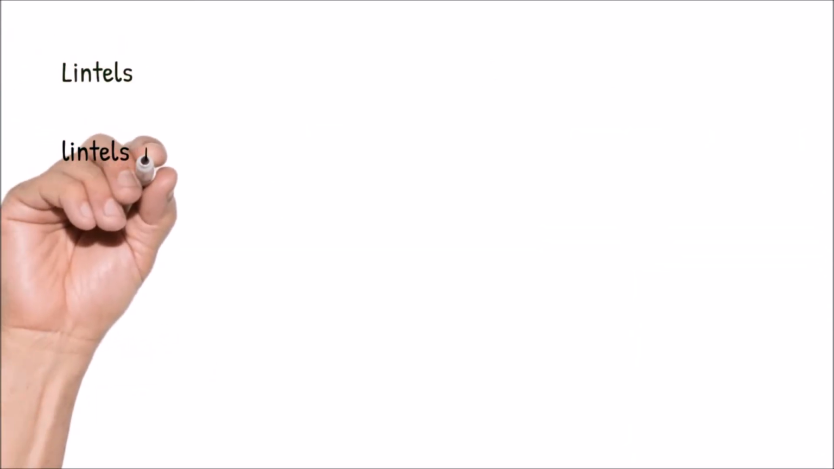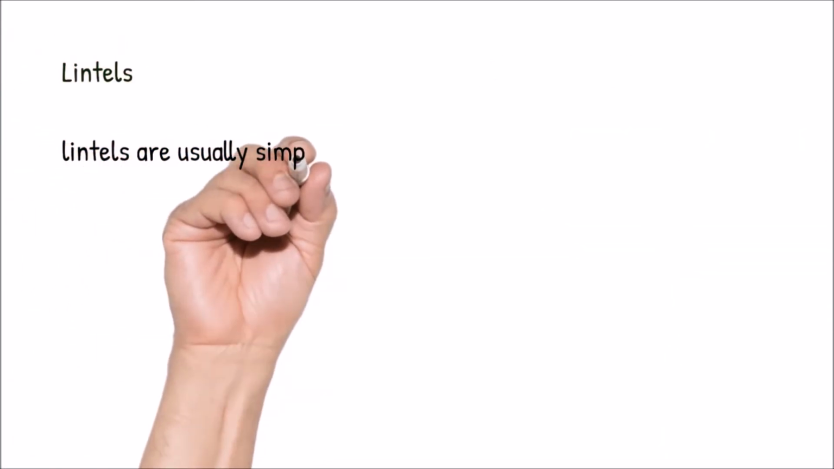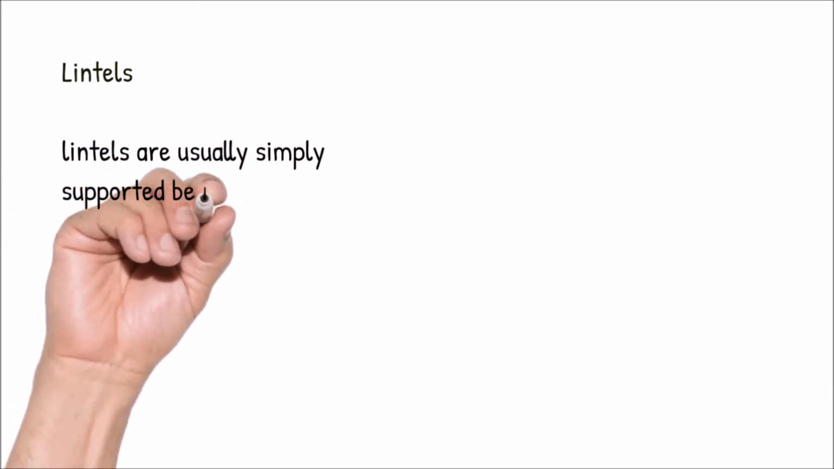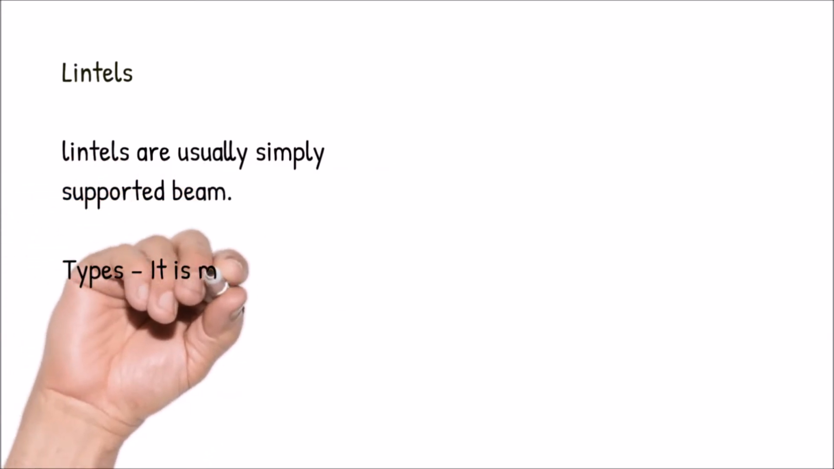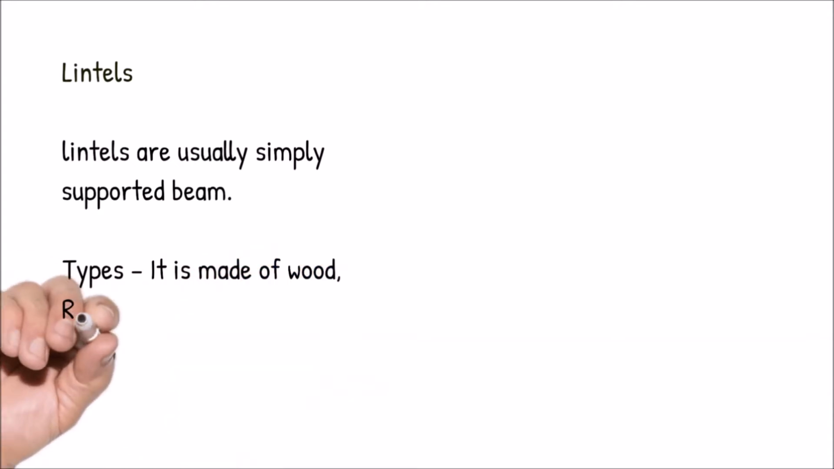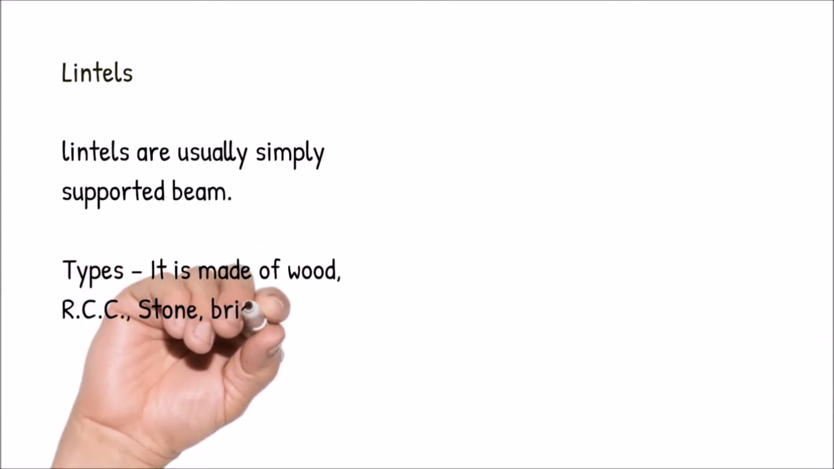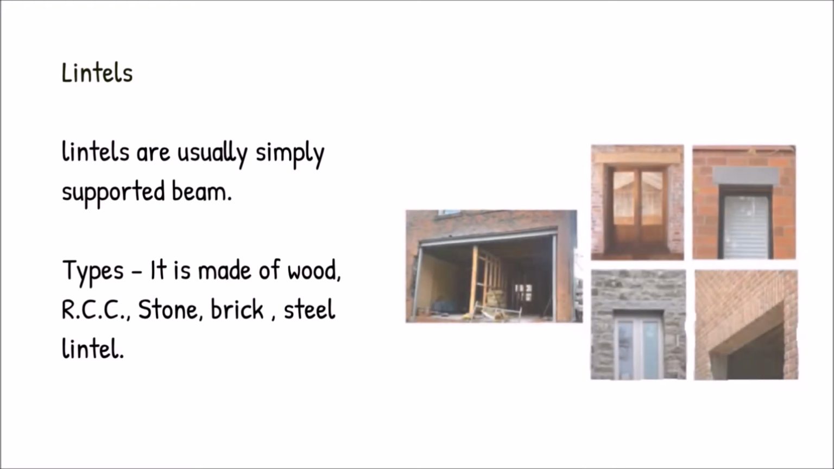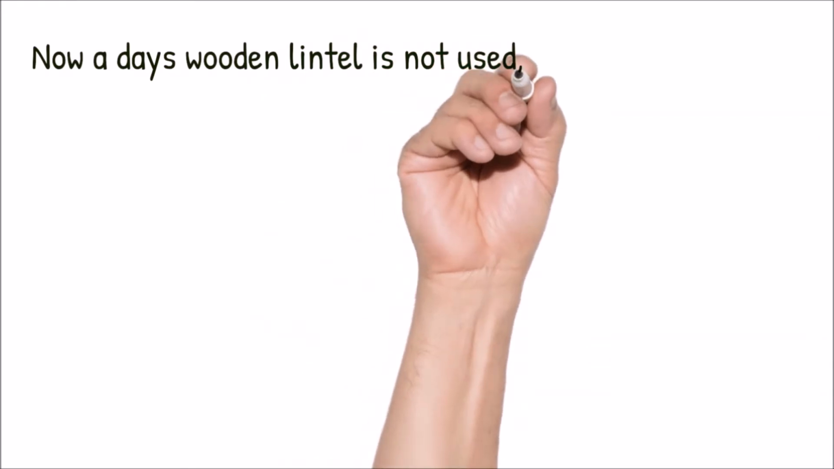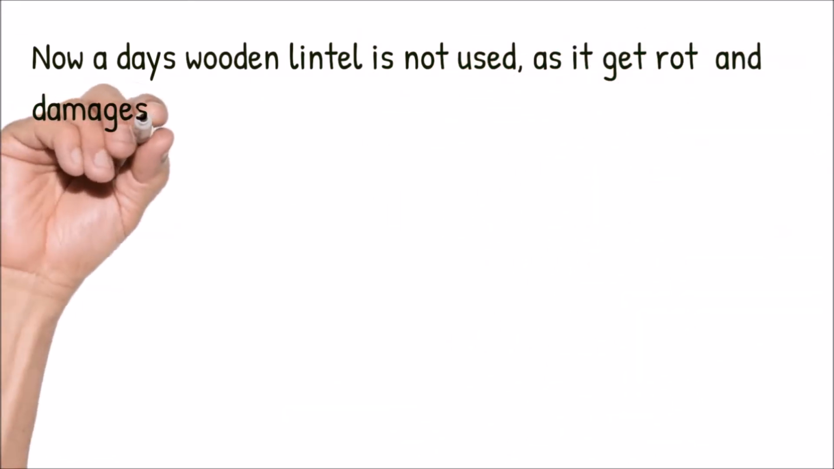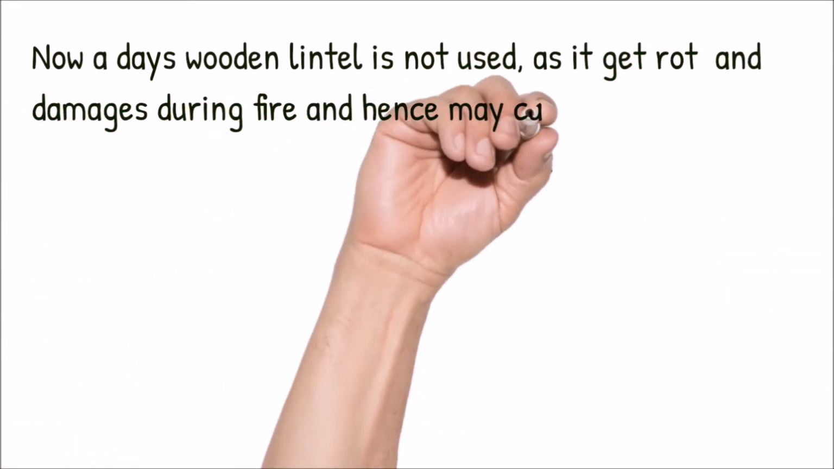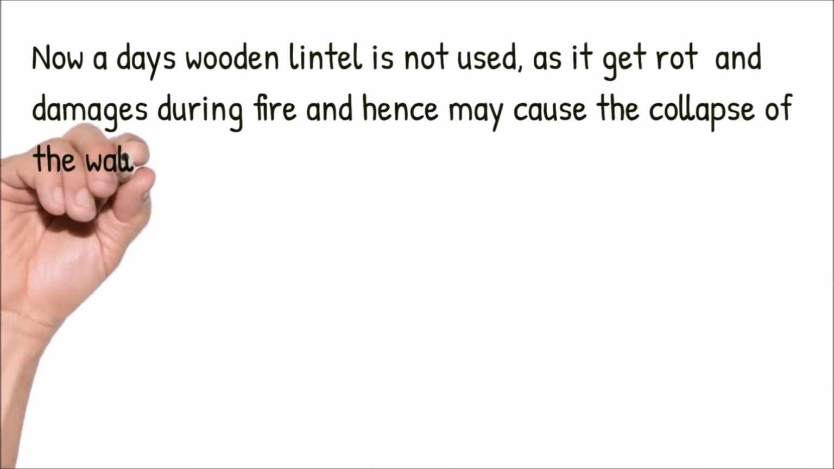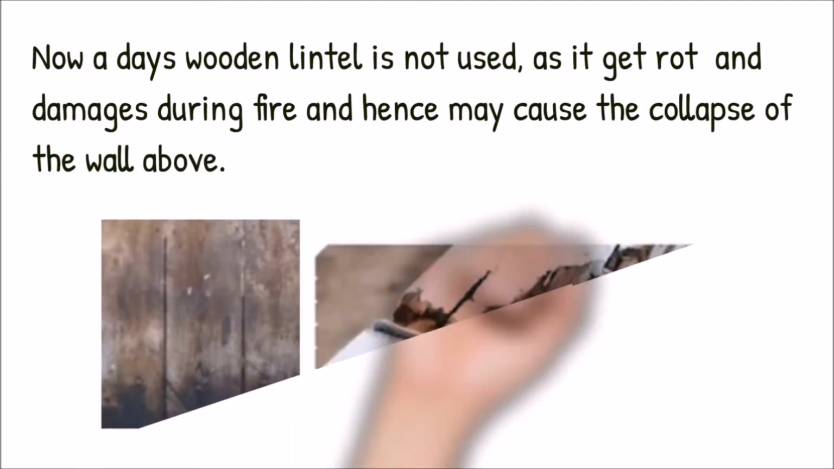Lintels. Lintels are usually simply supported beams. Types: they are made of wood, RCC, stone, brick, or steel. Nowadays wooden lintel is not used, as it rots and gets damaged during fire and hence may cause the collapse of the wall above.